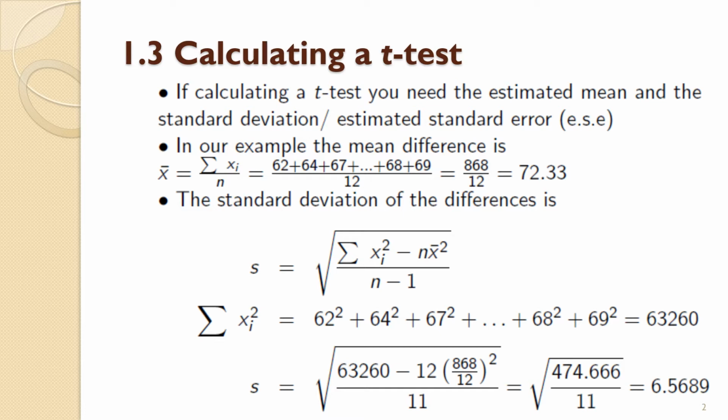The first thing you need to do in order to calculate a t-test is you need the estimated mean and the standard deviation, or the estimated standard error. So in the first basic examples you need the standard deviation. In the regression examples we'll go through, much of the basic procedures are the same. As we went through in the last lecture, for the mean you just add them up and divide by the number in the sample. So if you do this for the data on the previous slide, you end up with a mean of 72.33.